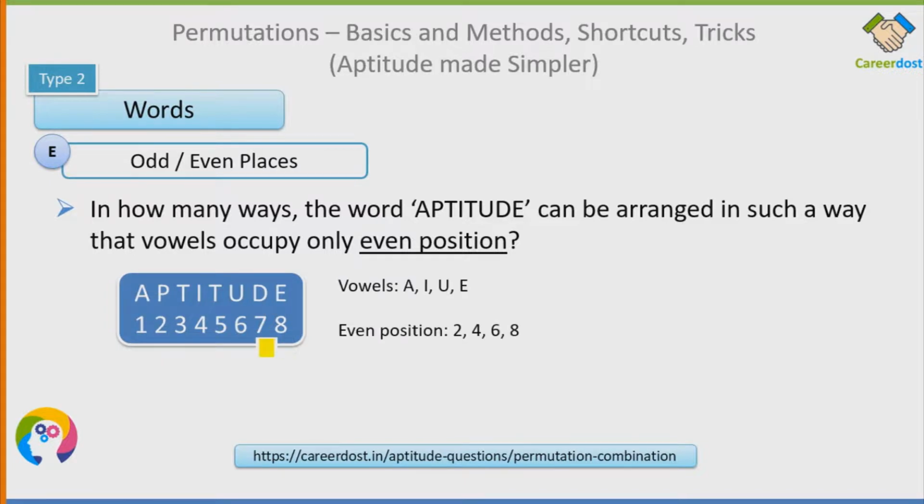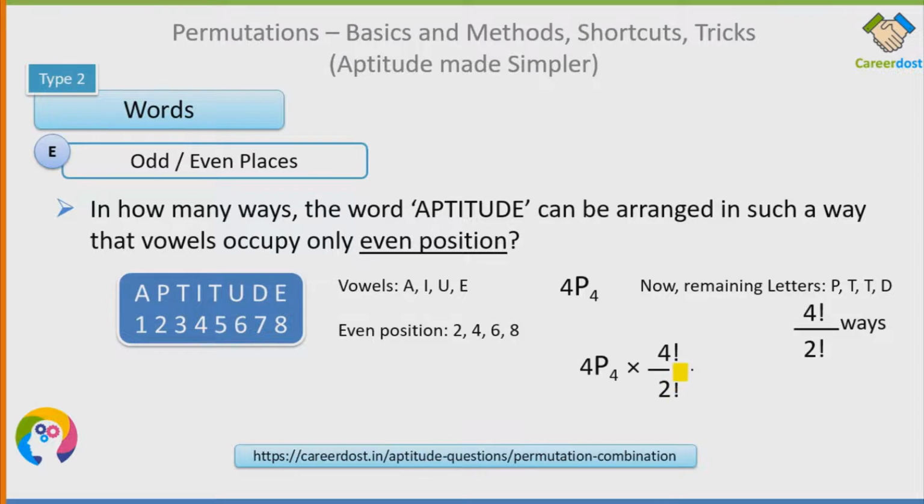As we know, vowels are A, I, U and E, and even positions are 2, 4, 6 and 8. So it will be 4P4. Now the rest of the letters are P, T, T, D. So 4 factorial divided by 2 factorial, because T is repeating twice. So the answer to this question would be 4P4 into 4 factorial divided by 2 factorial. Once you solve it, you will get the answer.